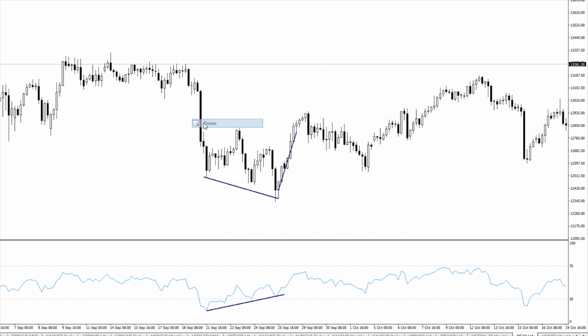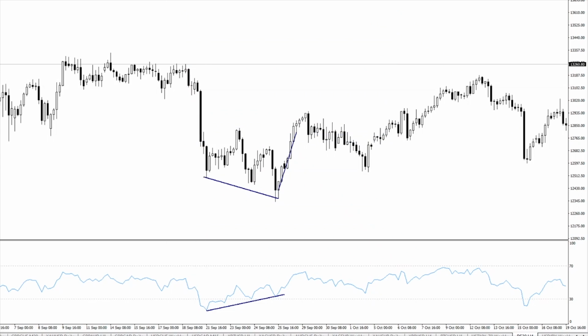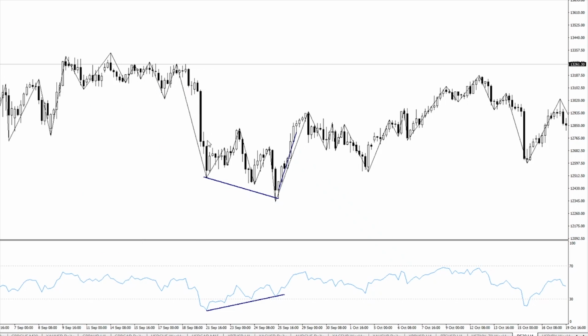Another key thing as well is your leg. So some people would draw their leg from here to here. Something that can help is, I've got a Fibo zigzag, which is specifically for finding the legs. So this would measure it from here to here. What this indicator does is it helps me smooth out the waves.